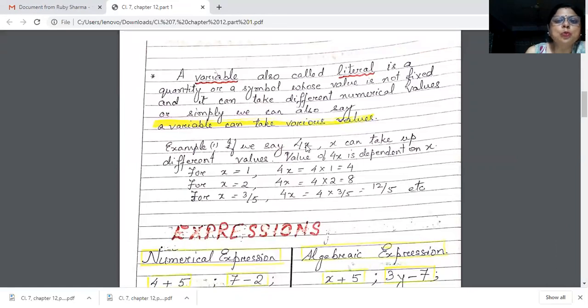For x equal to 1, we have 4x is what? 4 into 1, that's 4. For x equal to 2, we have 4 into 2 equal to 8. In place of x, we have put the value 2, and we get 4 into 2, 8. Similarly, for x equal to 3 by 5, we get 4 into 3 by 5, that's 12 by 5. Similarly, we can find the value of 4x for different values of x. And we see 4x keeps on changing its value depending on the value of x. So x is called a variable as it takes up various values.